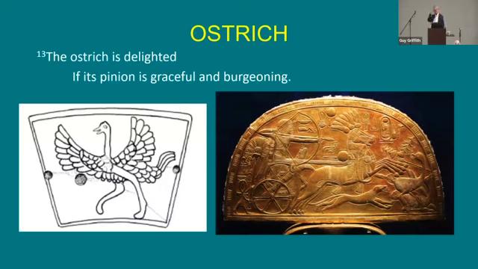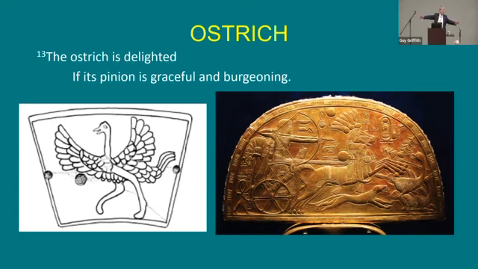Then we get the ostrich. The ostrich is delightful, the text says, if its pinion is graceful and burgeoning. This refers to the so-called ostrich dance. And here we have an ivory of an ostrich vainly stretching out its wings, showing off. There's a wordplay in the Hebrew, but its wing is actually attenuated. So even though it spreads out its wings and looks like it's going to fly, it's beautiful, in fact it cannot fly.